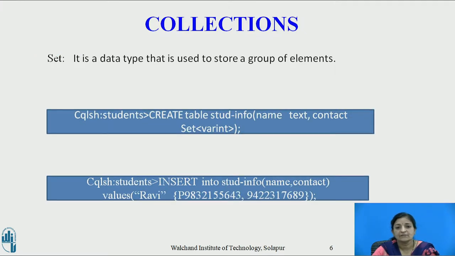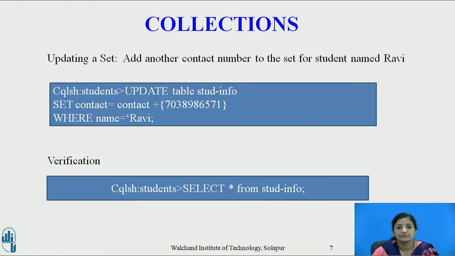Set is a data type that is used to store a group of elements. Now let's see how to create a table with set type of data. So create table student info, name of type text, contact of type set of varint. Now let's see how to insert data into this. So insert into student info, for name and contact we insert values Ravi and two mobile numbers for Ravi in curly braces.